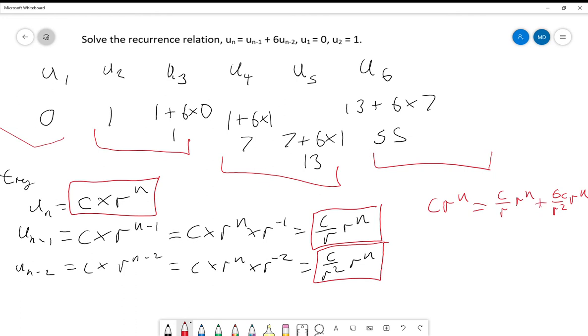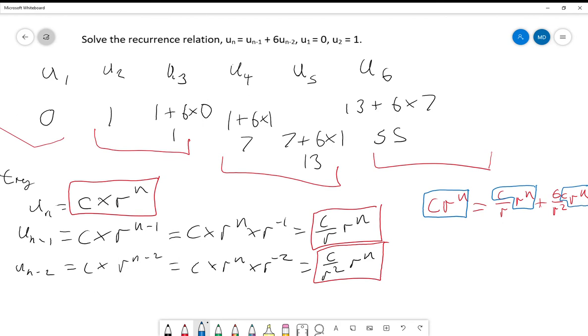Now this, again, seems incredibly complicated as an equation. Like, it's not going to help us at all. But actually it's going to help us loads, because what I hope you will notice is that in every single term there is this c times r to the n.